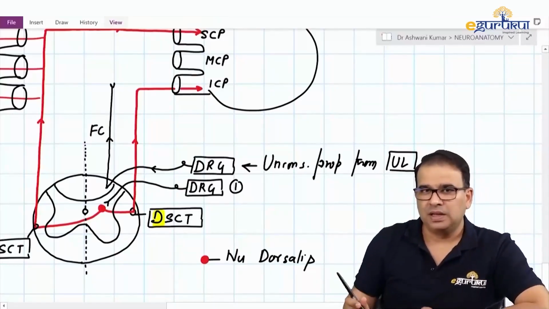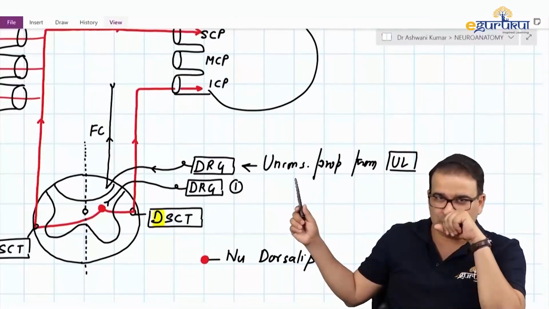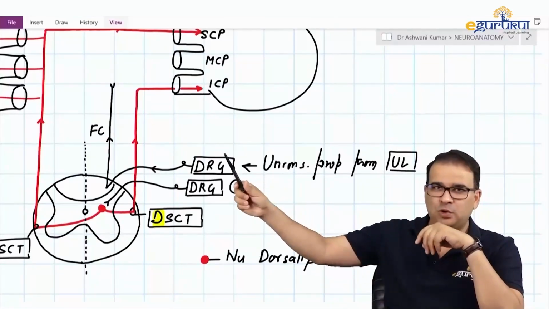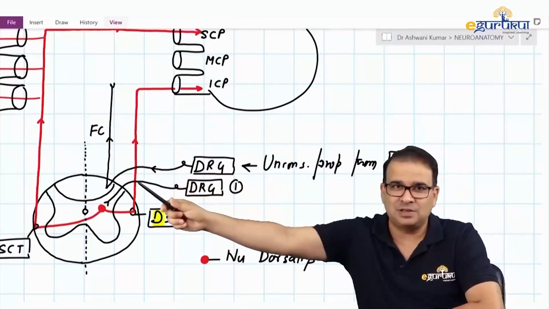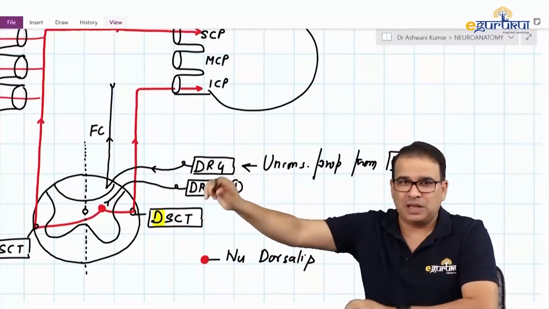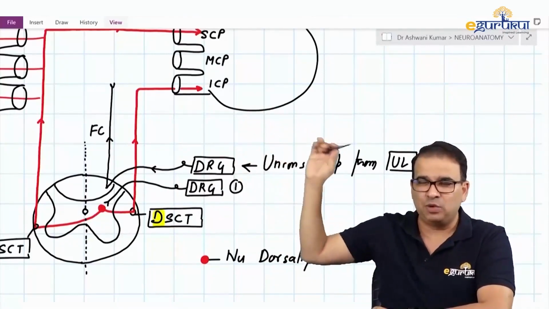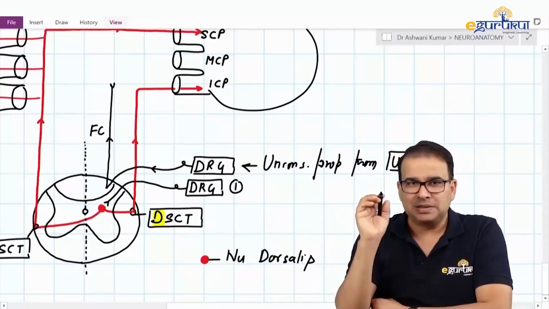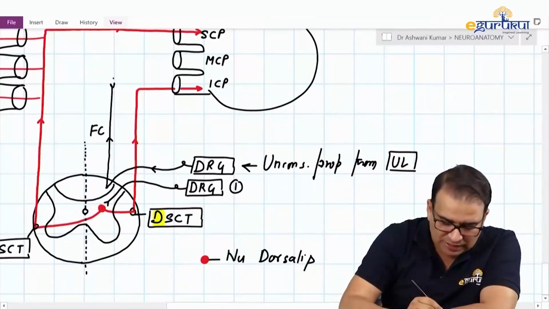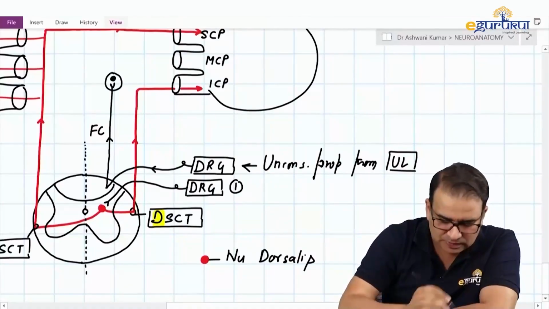Which order neuron still? First order neuron. So precise unconscious proprioception from the upper limb through the dorsal root ganglia goes directly into the fasciculus cuneatus and ascends upward. So that means there is no relay till now. Well, without a relay, you are not going to go inside the cerebellum. You have to relay somewhere. So what happens is, in the medulla oblongata, there is a nucleus present for this tract.